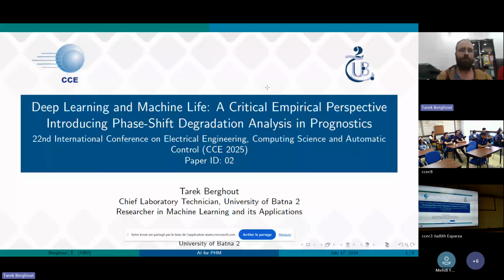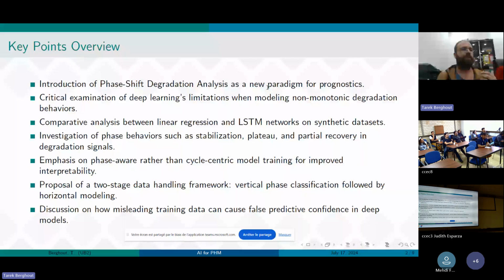Traditional prognostic systems, when they try to build data-driven models, machine learning models or deep learning models, consider that the system is degraded gradually. They never consider the fact that the system can be in a stable mode or in recovery mode due to some integrated control systems, or perhaps the resilience of the system itself.